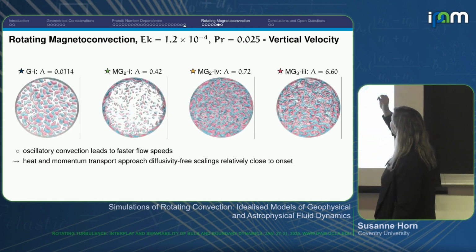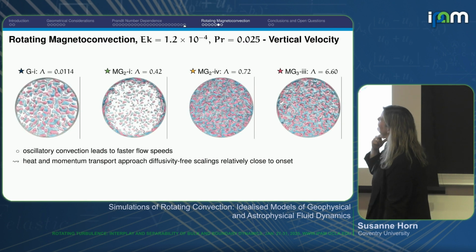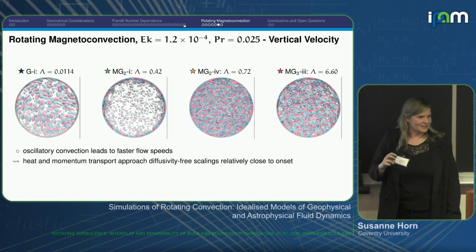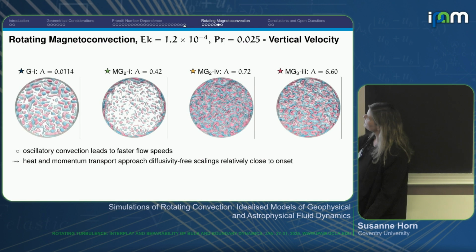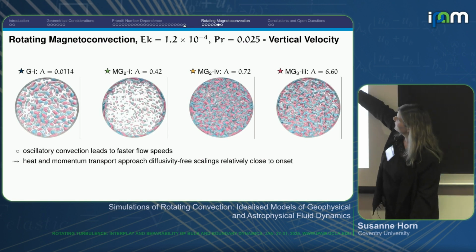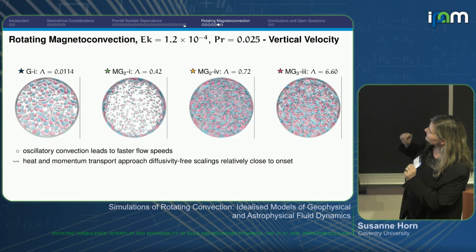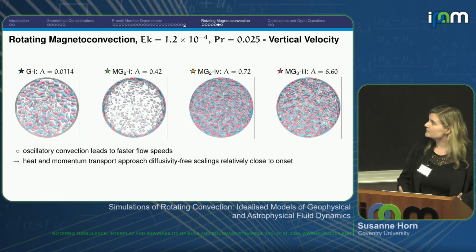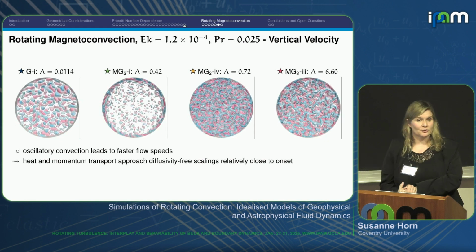It's trying to match the experiments by Nakagawa. And I think Alban is going to talk much more about magnetic fields and also a bit about the experiments in his next talk. What I want to show is the strongly magnetically dominated case, and all these simulations are running at free-fall time at the same speed. If we compare this case to this case, these are magnetostrophic modes and they are very slow, while here we have magnetostrophic modes and oscillatory modes, which move much faster. Once we have oscillatory convection, we at least seem to approach diffusivity-free scalings, even though we are really close to onset.